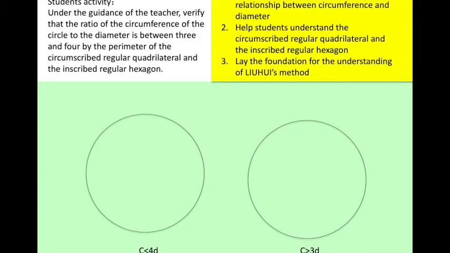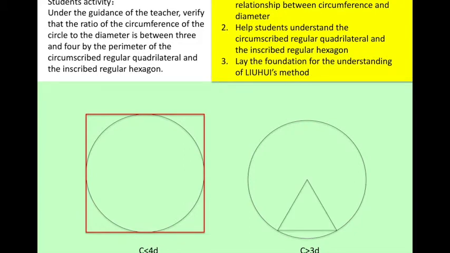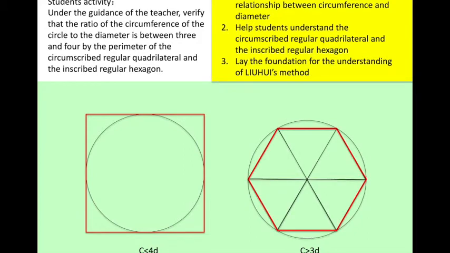Students will find the perimeter of the square is 4D, and the perimeter of the hexagon is 3D. Therefore, they will find the ratio of the circumference and the diameter is between 3 and 4. The aim of this activity is: 1. Help students further understand the relationship between circumference and diameter.